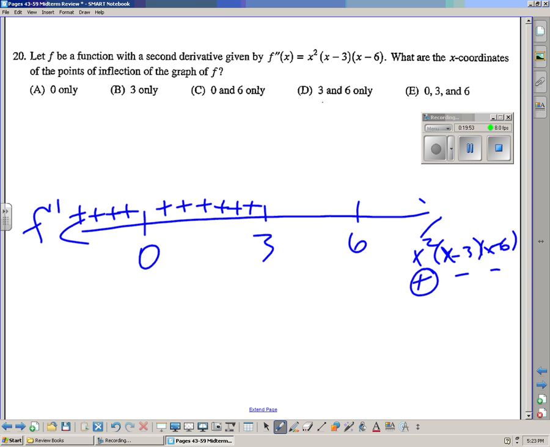Between 3 and 6, we're plugging in 4. 4 minus 3 is 1, which is positive. 4 minus 6 is negative. So positive times a negative is a negative. And past 6, 7 minus 3 is positive, 7 minus 6 is positive. We're all positive now. So how many points of inflection do we have? Points of inflection are where the sign changes. So at 3 and 6 only are our points of inflection.